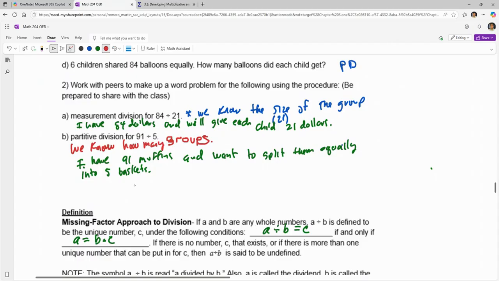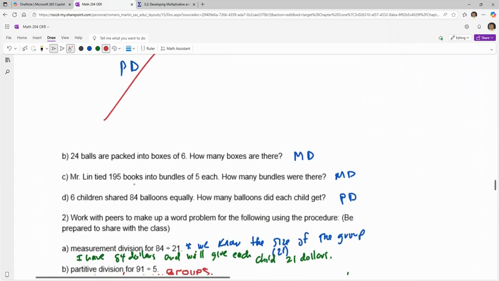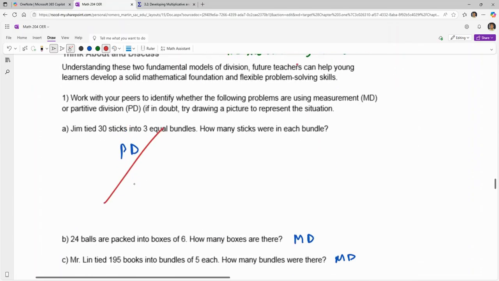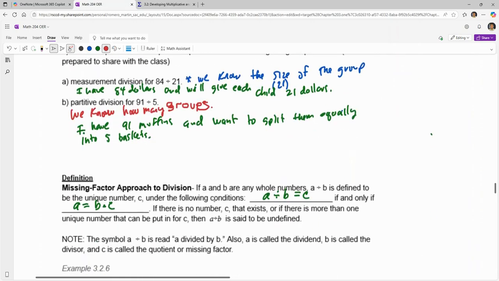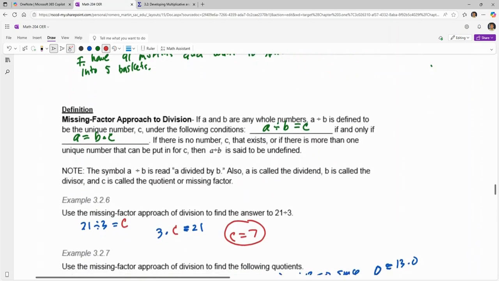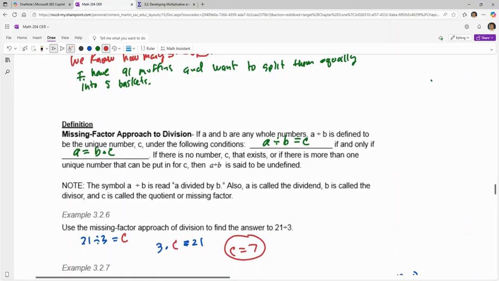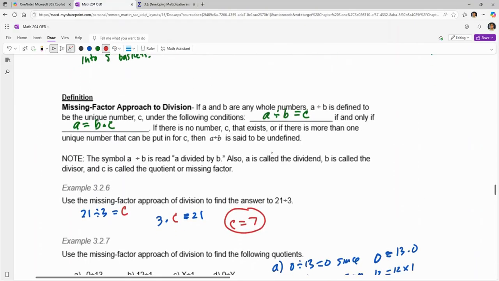Measurement is again repeated subtraction, because that's the way children would do it from the beginning. They'd start counting out how many right at the beginning, before finding any algorithms or anything. Okay, so that's the beginning of explaining division in the two models.